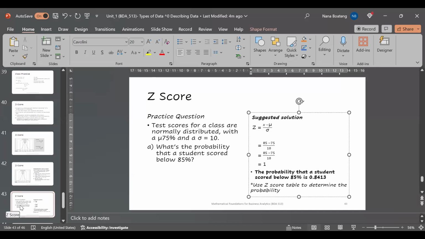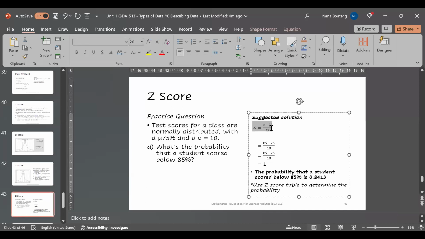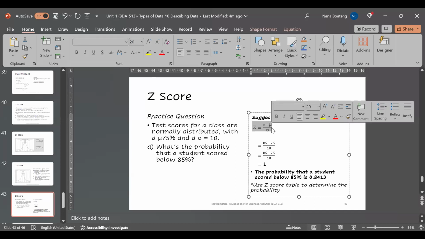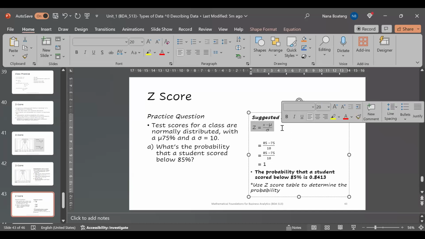So now we want to calculate our Z. Kindly mute yourself. So we want to calculate our Z. When we calculate our Z, we go into the Z-score table, and then it gives us the percentage probability of that score.